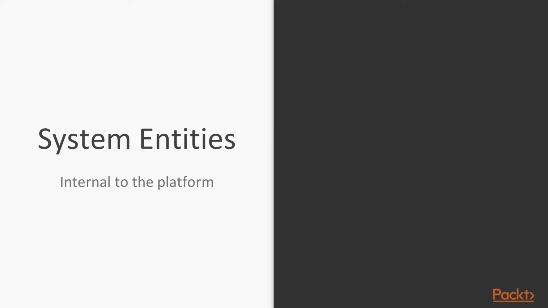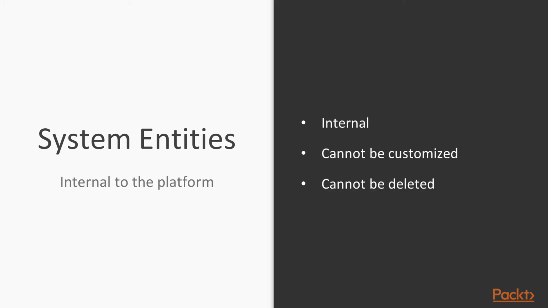System entities are entities used by the platform internally. They cannot be customized and they cannot be deleted. Some examples of system entities are workflows and asynchronous jobs. They are created on the platform and executed in the context of the application.